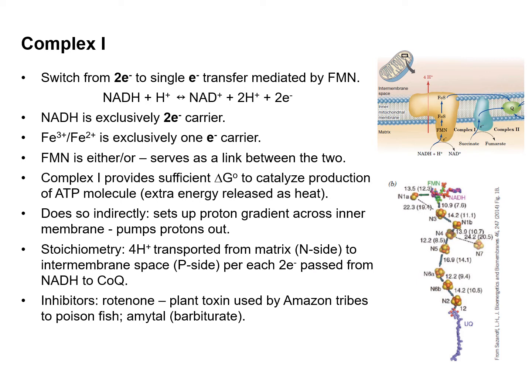And these 4 protons are transferred per each 2 electrons passed from the NADH eventually to the coenzyme Q. And there are inhibitors that specifically affect only this complex 1. One example is rotenone, which is a plant toxin used by Amazon tribes to poison fish, and the other is amytal, or the barbiturates.